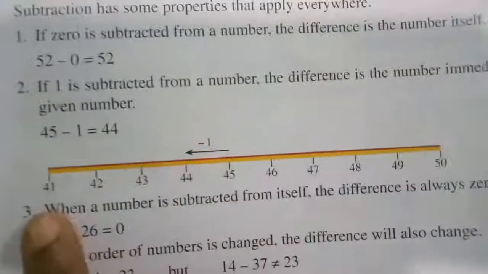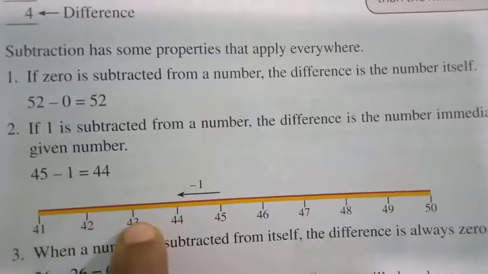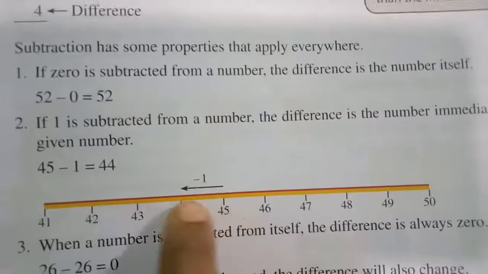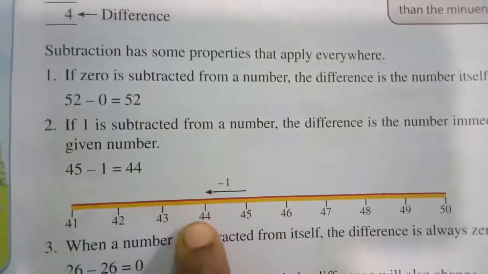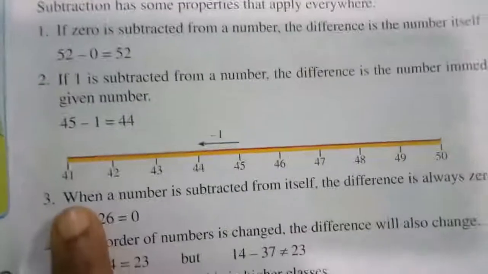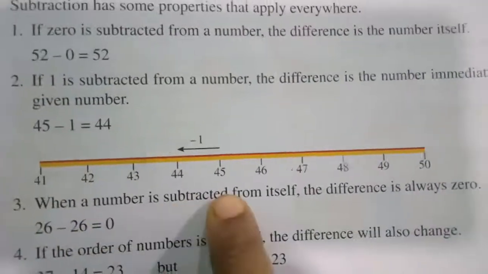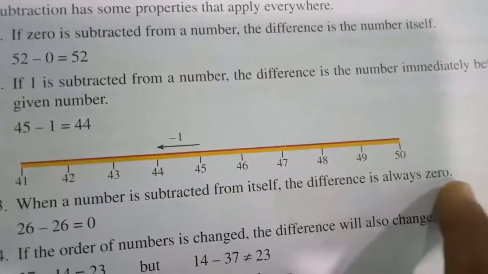Understood? See here, for example, like this. 41, 42, 43, 44, 45. Which one is the given number? 45 here. Before which number? 44. Understood? Next, when a number is subtracted from itself, the difference is always 0.